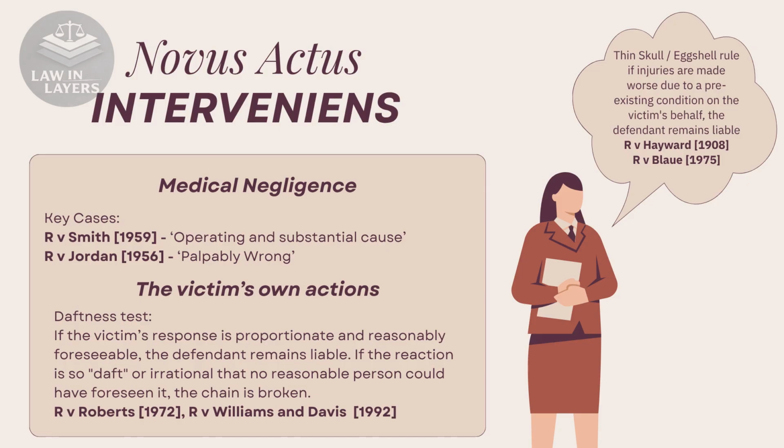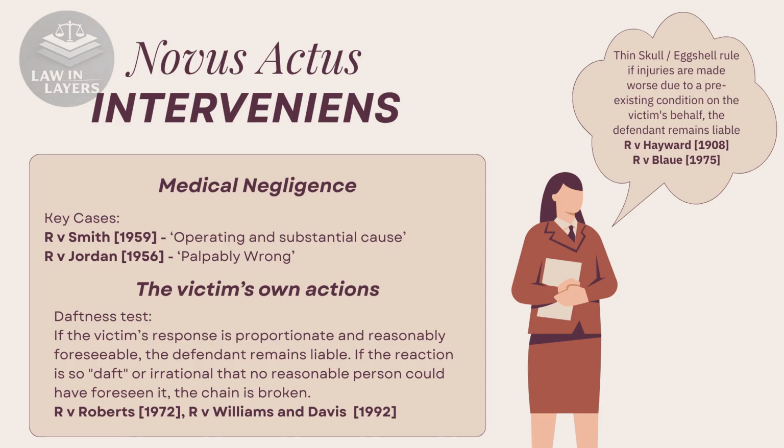A victim's own actions can also constitute a Novus Actus interveniens. This is assessed using the daftness test. If the victim's response is proportionate and reasonably foreseeable, the defendant remains liable. However, if the reaction is so daft or irrational that no reasonable person could have foreseen it, the chain of causation will be broken.